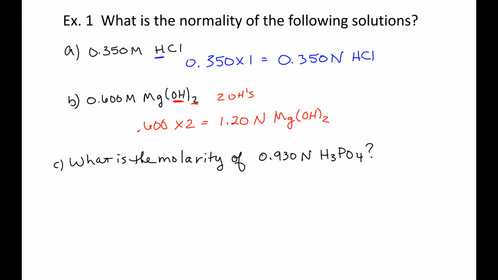Mg(OH)2. Okay, now what is the molarity of 0.930 normal H3PO4? There are three H's, so this one is going to involve 0.930 divided by 3, which is 0.310 molar H3PO4. Okay, hopefully you guys understand that.